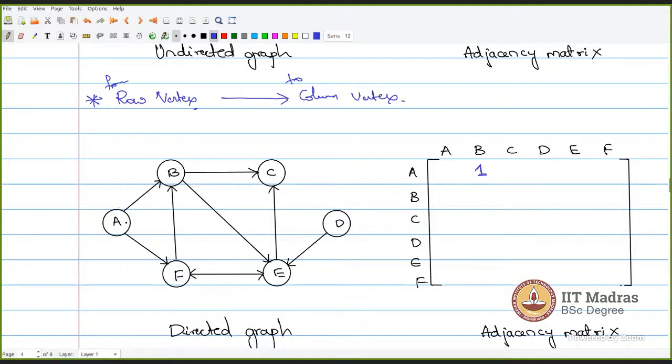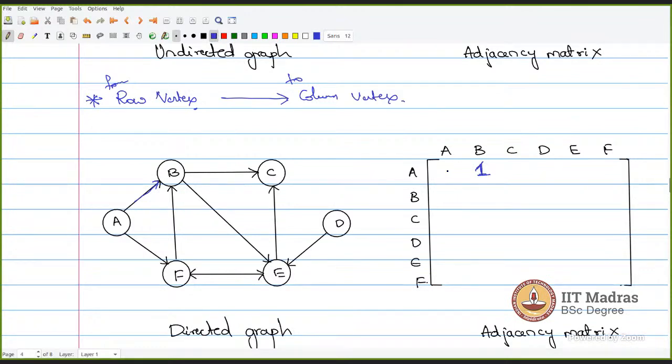You can see here, this is a directed graph. There is an edge from A to B, correct? There is a directed edge from A to B. Now, this row corresponds to where my edge starts. This row corresponds to the outward edges. This column corresponds to the incoming edges. So there is an outgoing edge from A and an incoming edge to B. That is why I have given 1 at this entry.